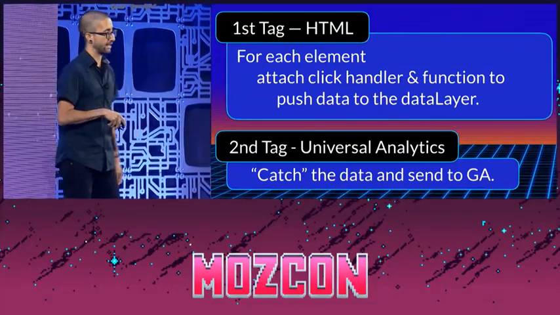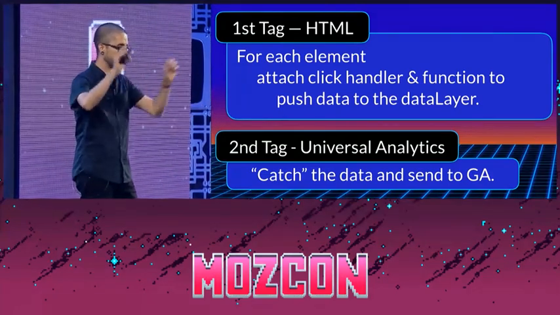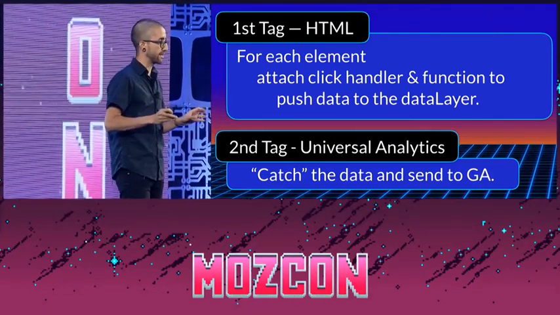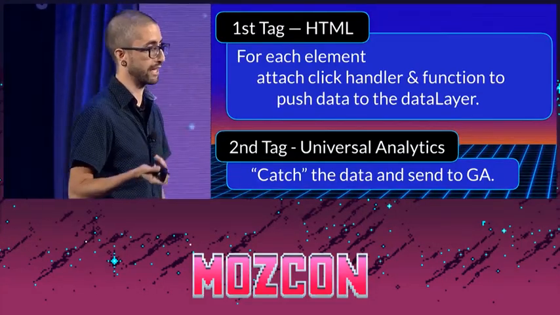And then we have a second tag that actually just receives data. So there's this giant tag that's going to track all the little elements on our site that we want to pay attention to, and then a second tag that actually receives that data and pushes it into Google Analytics for us.